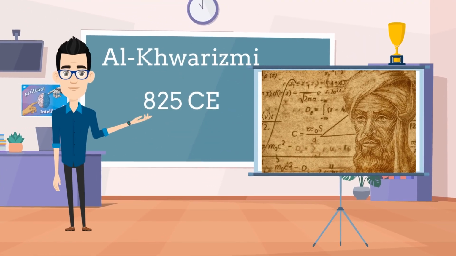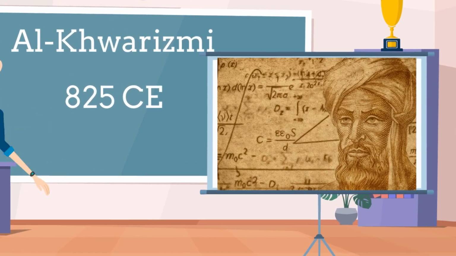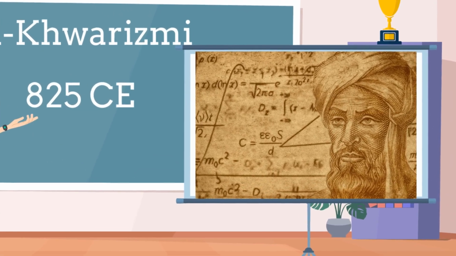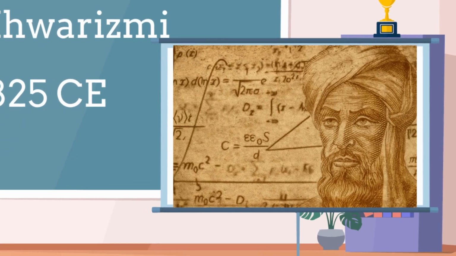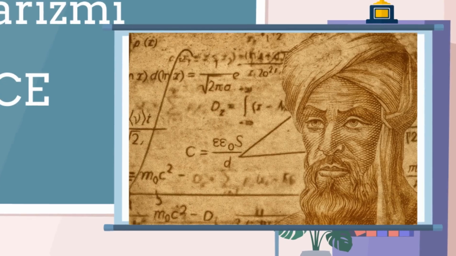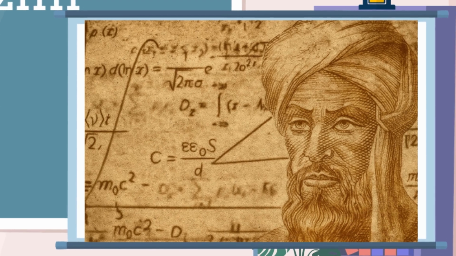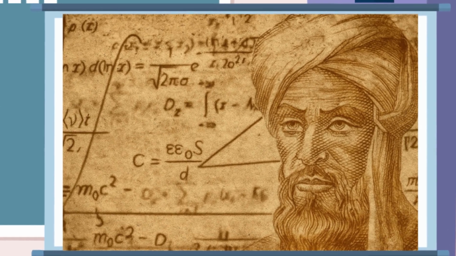Before we dive into algorithms, let's take a quick time travel trip back to the year 825 CE. There we'll meet Al-Khwarizmi, a brilliant Persian scholar. He was so good at explaining problem-solving steps that his name itself eventually turned into the word algorithm. Cool, right?